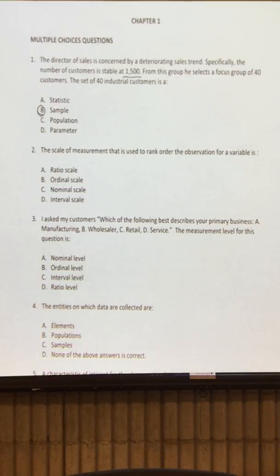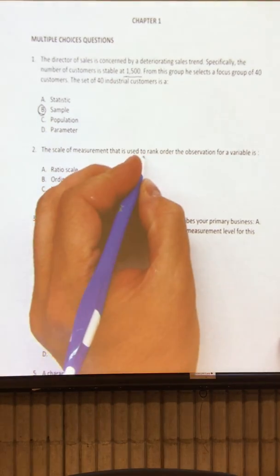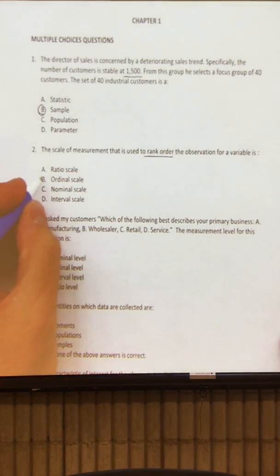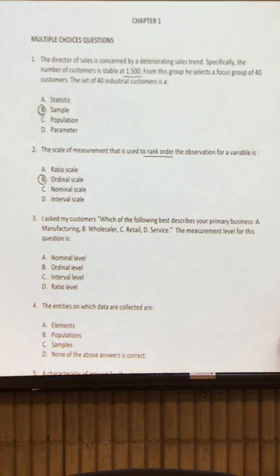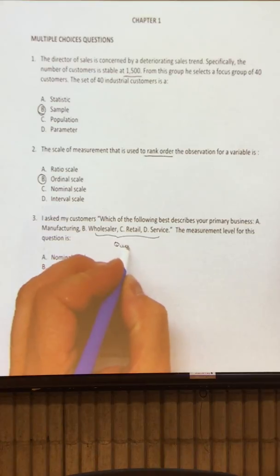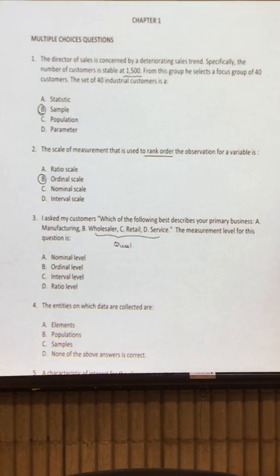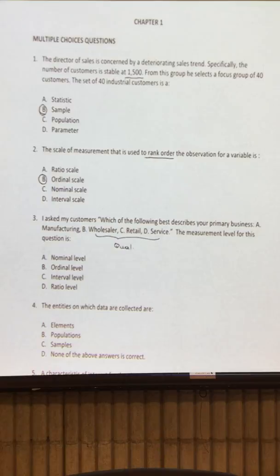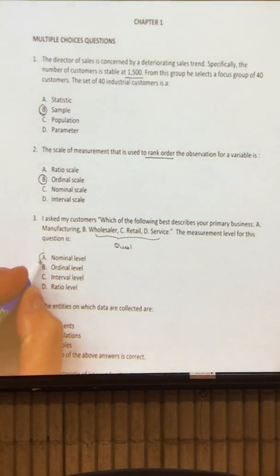Number 2, the measurement that is used to rank order the observation. The keyword is rank order. So this is going to be the ordinal scale of measurement. Problem number 3, this is going to be qualitative data. The question is, is it ordinal or nominal? Order is not important, so this is going to be the nominal scale of measurement.